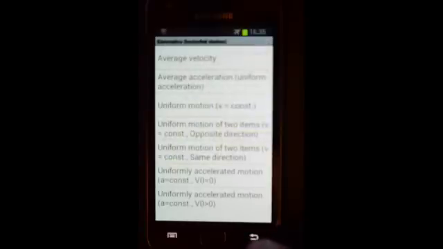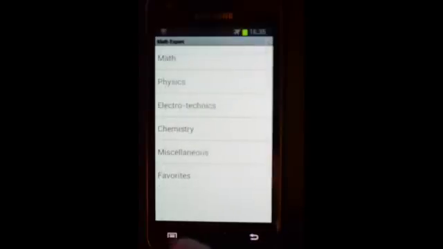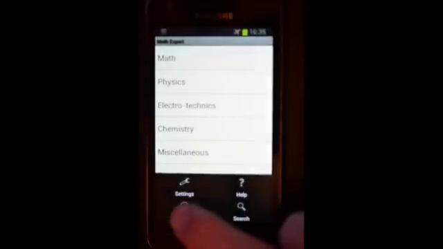I hope you like the app and you want to know more about it. In the menu formula list, you see all formulas that are implemented by the app Mathe Expert. You can have a look at it.